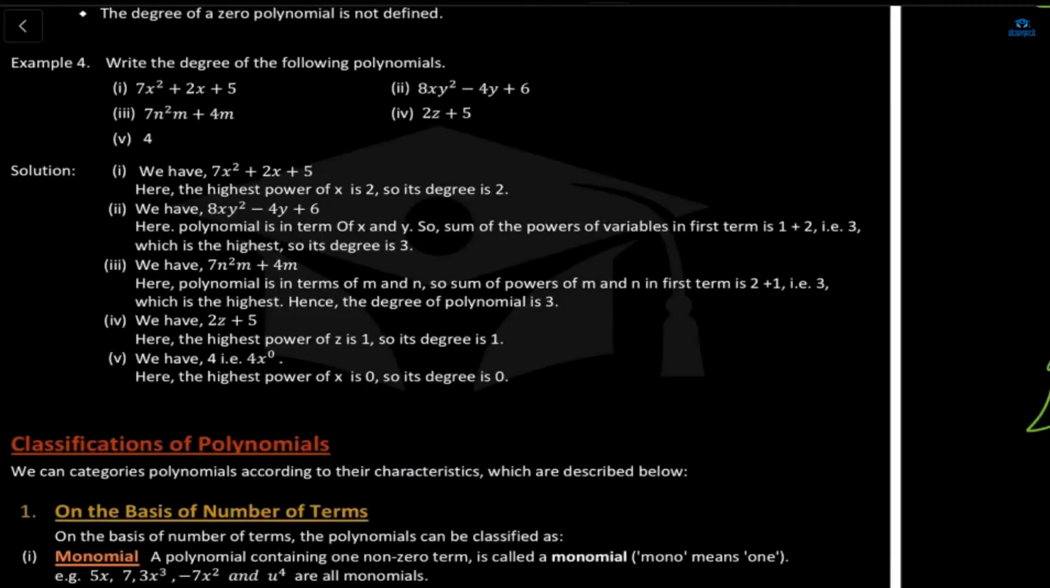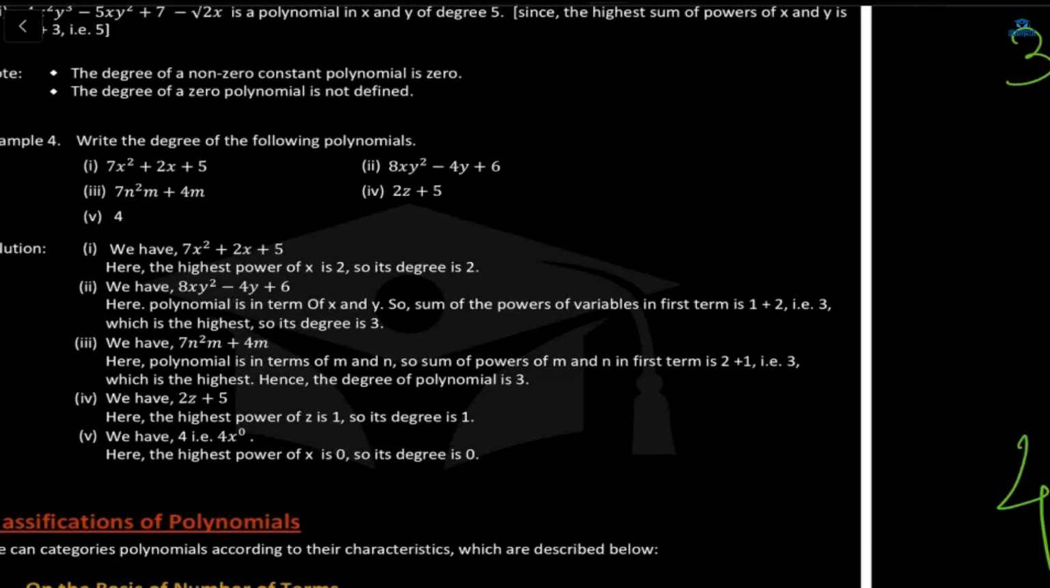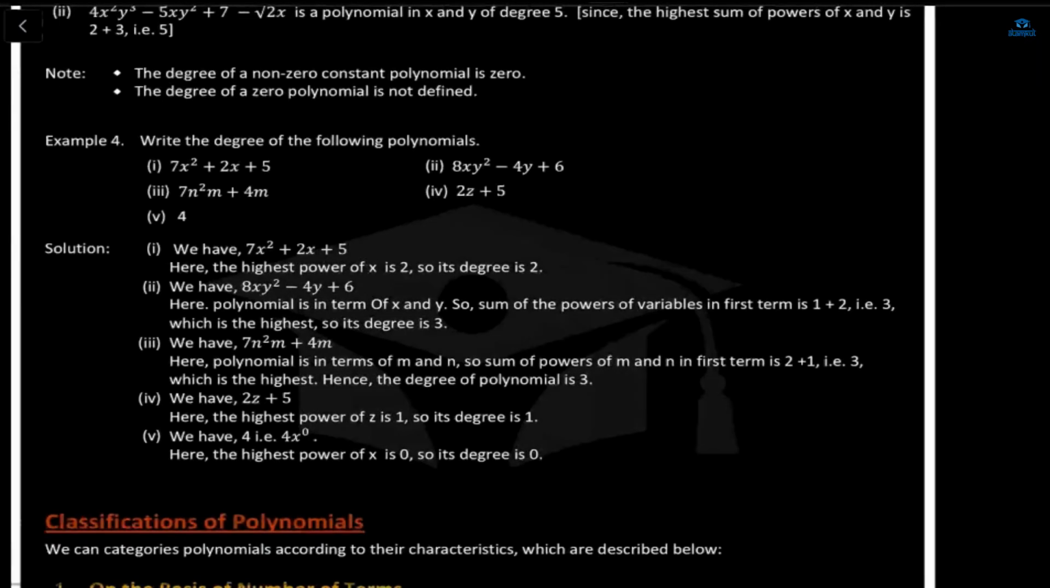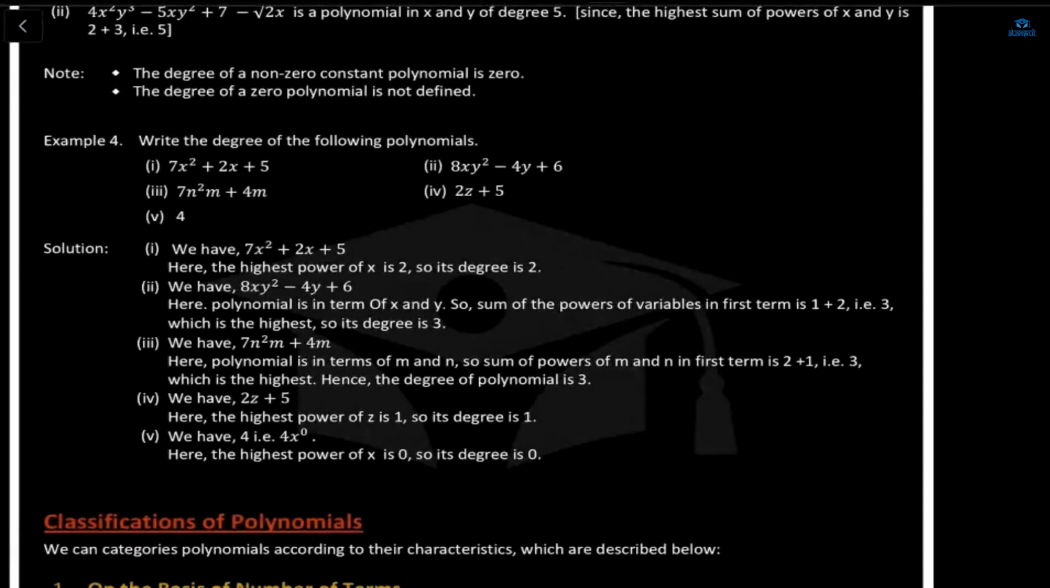Example number 4. Write the degree of the following polynomials. Question number 1. Advika, can you tell me what is the degree of this polynomial? Ma'am, the 7x squared one. In this, since it's one variable, x squared is the highest power, so it's 2.